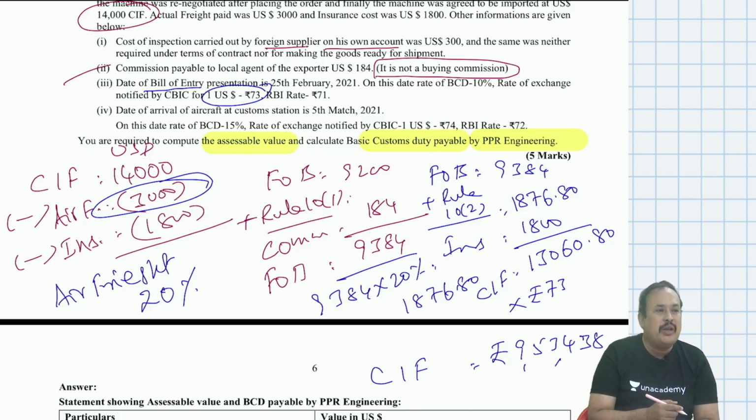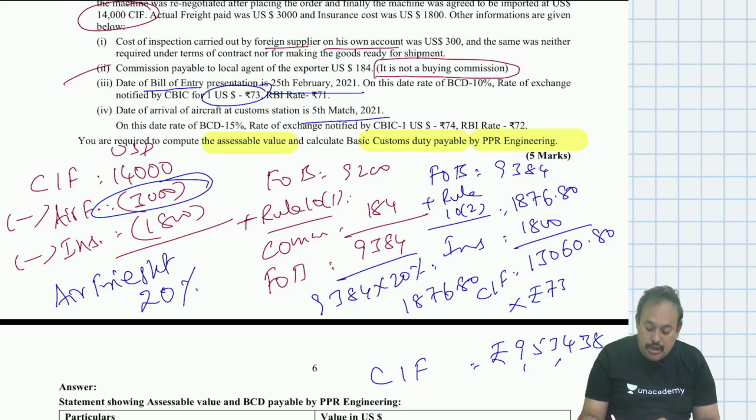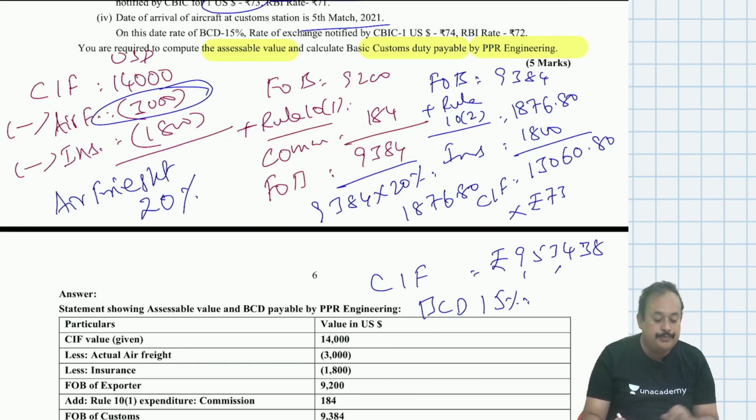What rate of BCD will apply? Here BCD rate is given. The date of submission of bill of entry or date of arrival of the aircraft, whichever is later. Which is later here? 25th February 2021 or 5th of March 2021. 5th of March 2021 is later. As on that date, what rate of BCD? 15%. So BCD applicable 15% on such value. 15% is equal to 1,43,016. Round off to nearest rupee.